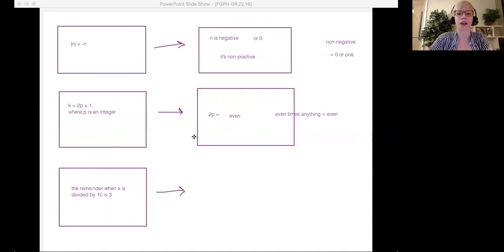Let's look at this last one. The remainder when x is divided by 10 is 3.